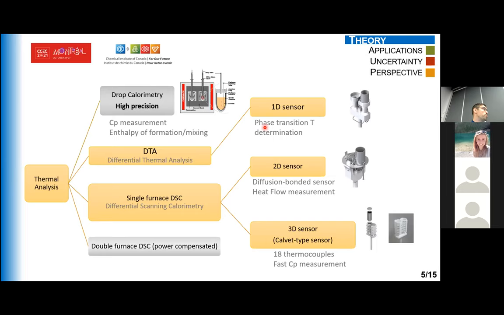So in this kind of singular furnace DSC, you can do two types of measurement. We call this 2D DSC, so we can have a heat flux DSC. And also nowadays we can use Calvet type sensor. It's a thermopile that allows us to measure the heat effect associated to phase transition or chemical reaction. We also have some double furnace DSC. So we call these power compensated, but we'll not talk about that today.